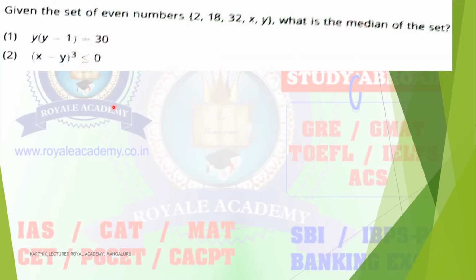So next problem: given the set of even numbers 2, 18, 32, x and y, what is the median of the set? Median is nothing but the middle number, so you have to determine the middle number. Before finding the middle number, first we have to find out the values of x and y. From which statement alone can you determine the values of x and y, that you have to determine.